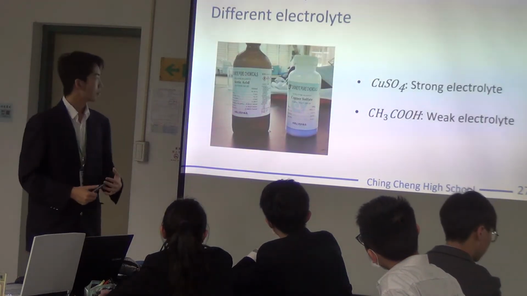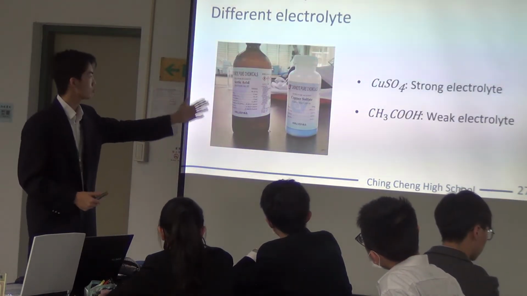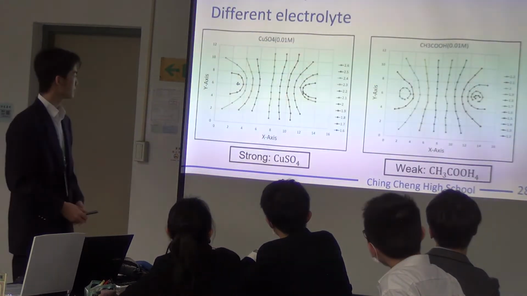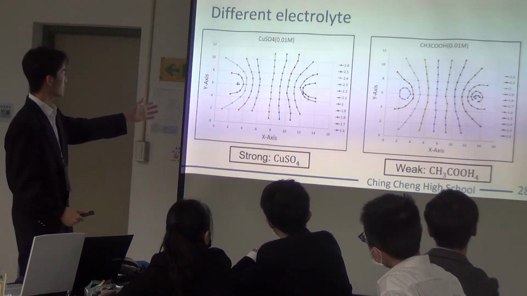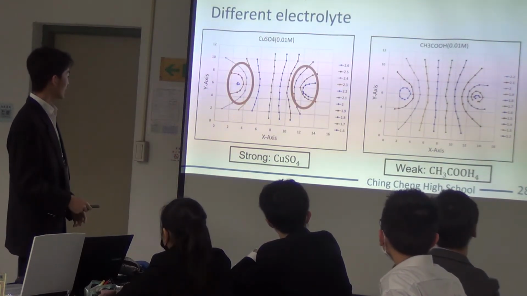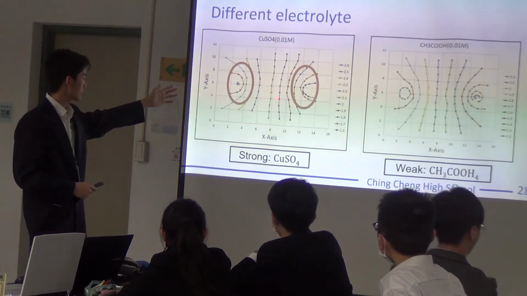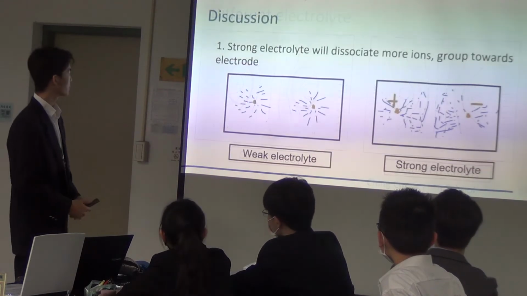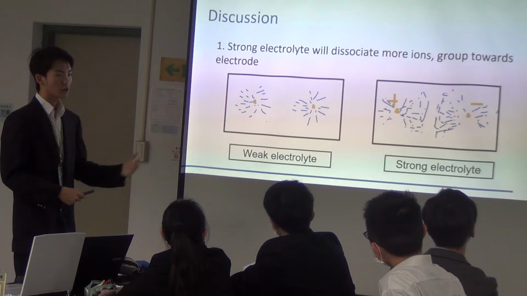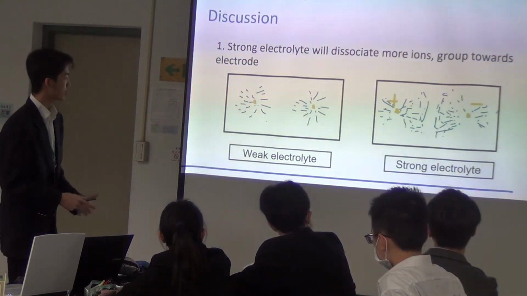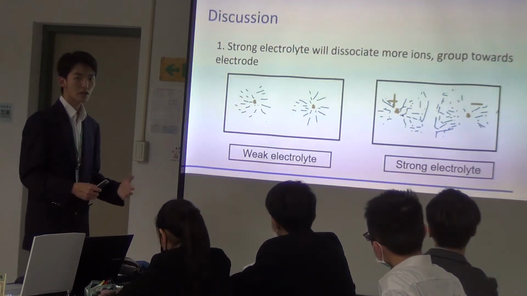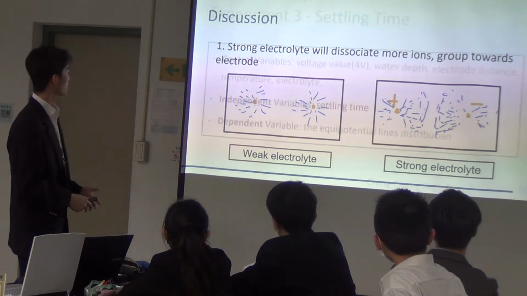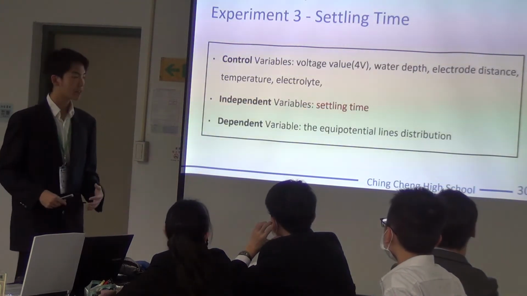And for the second experiment, I changed the electrolyte. So in my experiment, I used copper sulfate for my strong electrolyte and acetic acid for my weak electrolyte. And here are the experiment results. And we can see that the strong electrolyte, which is the copper sulfate, has a higher density at the electrode. Explaining this, the strong electrolyte will dissociate more ions, so you have a denser electric equipotential line distribution.